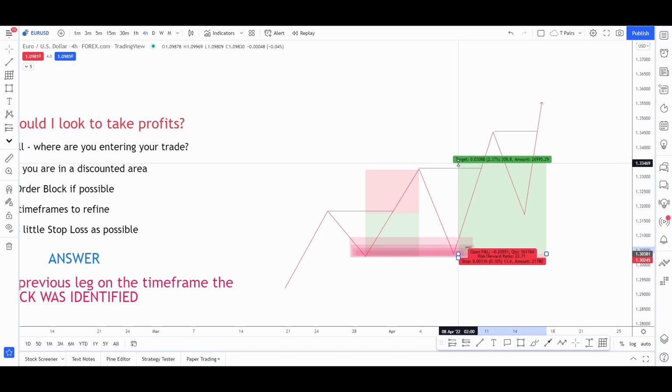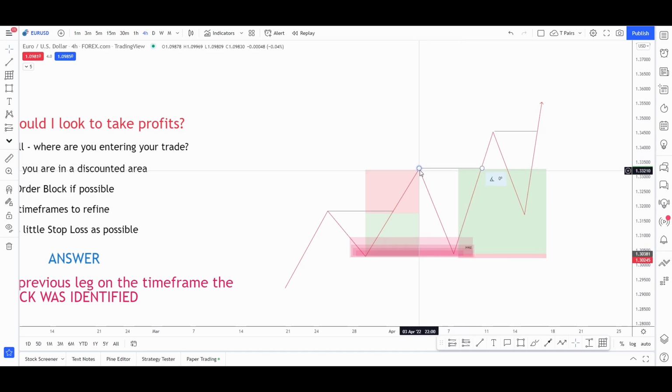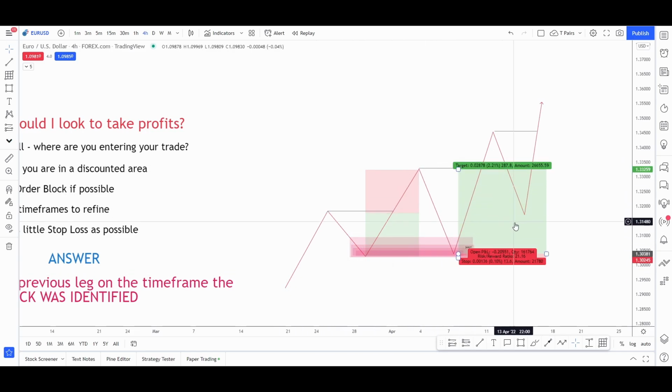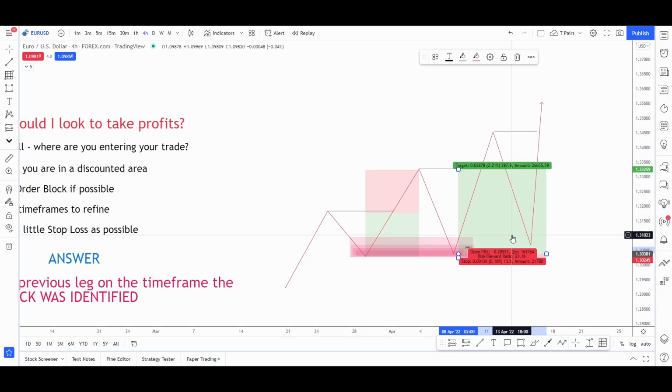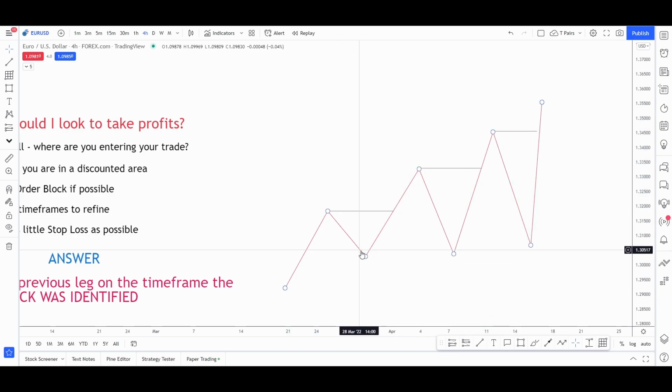Our target is just going to be the high of this previous leg. And this previous leg needs to be the 4 hour, because that's what we identified the order block on. So we're expecting the 4 hour chart to continue in its upward swing. Let's just say, for example, as well, let's clear this off the chart and make it a little bit cleaner. So let's say that we've had a continuation move here, which is superb.